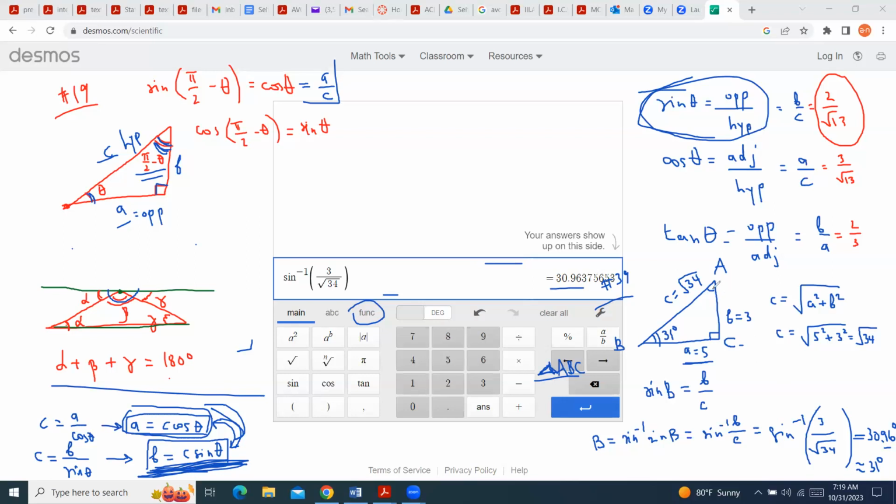And then to get A, you can use a cosine if you want, but what I will use is the fact that A is going to be 180 minus B and minus C. So in other words, it's from 90 subtract B, and when I subtract, it's going to be 59 degrees. Because their sum should be 90, right? As well as C is also 90, so the whole thing is 180.